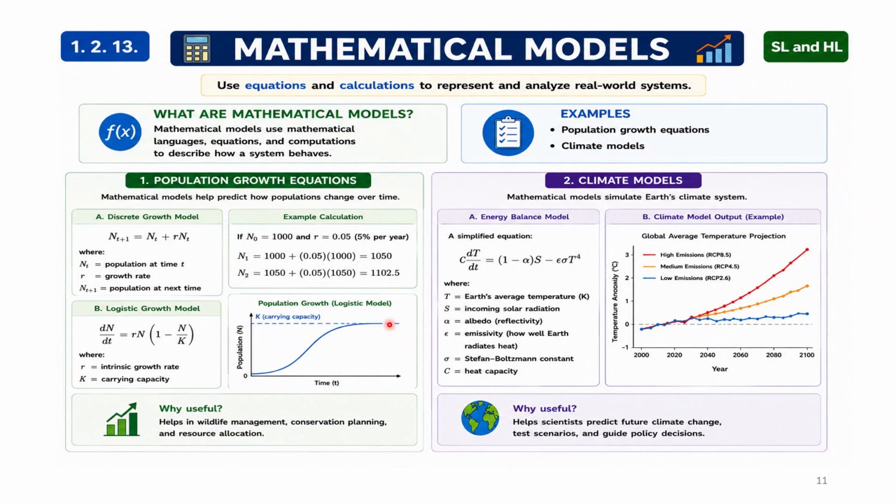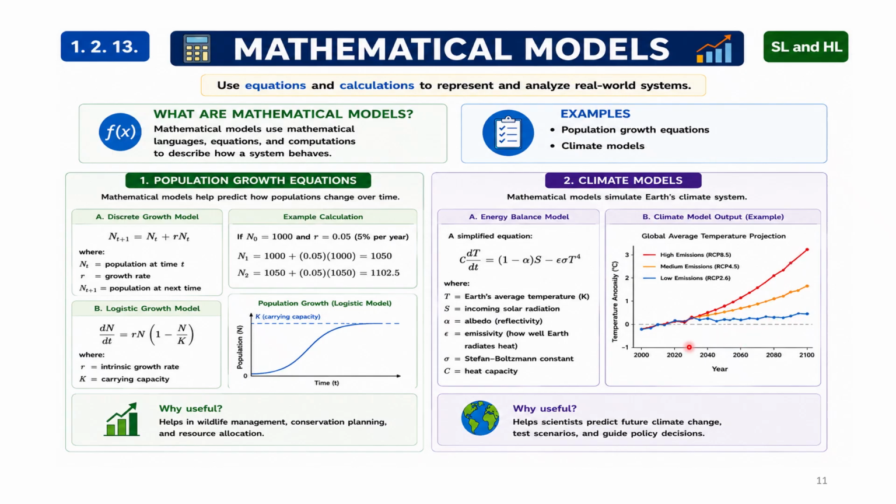Mathematical models are also widely used in climate science. Energy balance models simulate how incoming solar radiation, Earth's reflectivity, and heat loss influence global temperature. Scientists then use these relationships to generate climate projections under different greenhouse gas emission scenarios. Notice how higher emissions produce larger temperature increases over time.